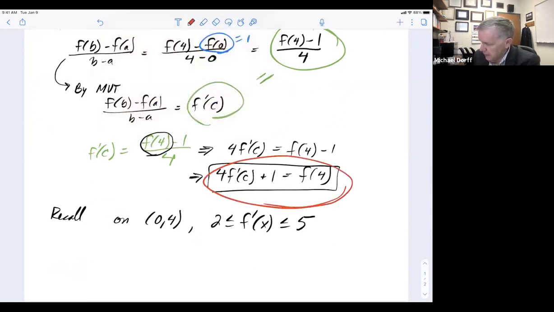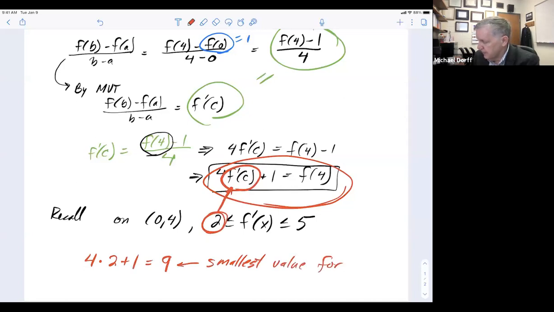So if I take what we have here, what's the smallest f of 4 could be? Well, if I substitute in this 2 for this f prime of c, what do I get? I get 4 times 2 plus 1, and that's going to be 9. That's the smallest value for f of 4. Where does the f of 4 come from? It comes from this part right here.